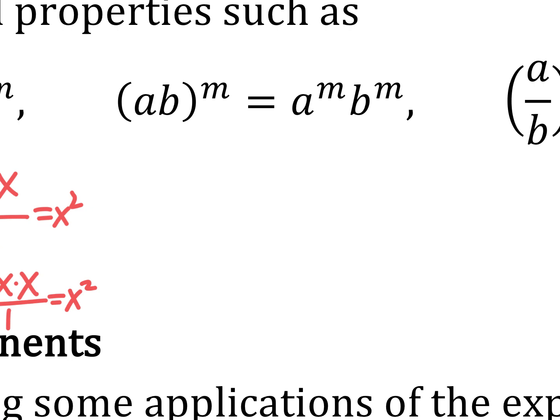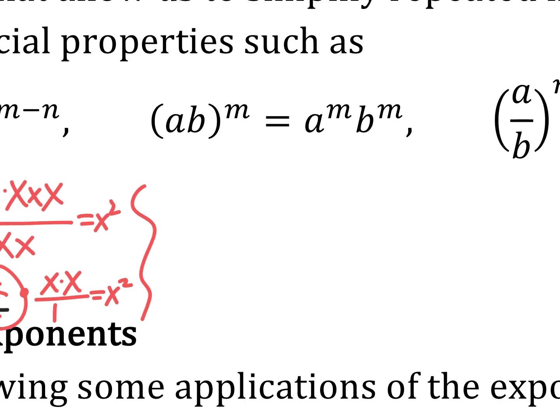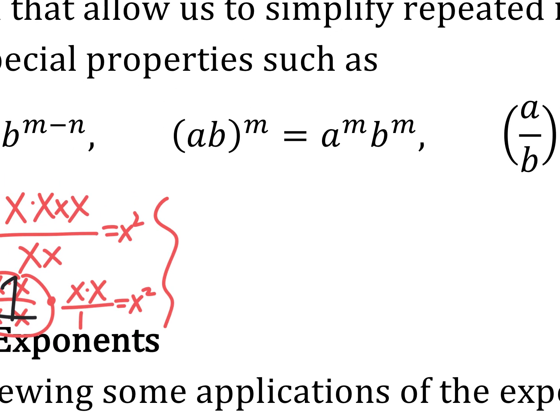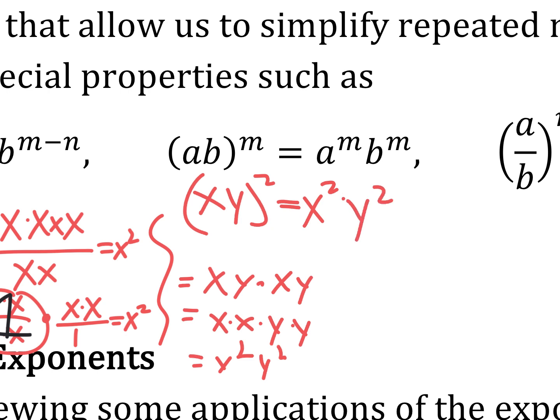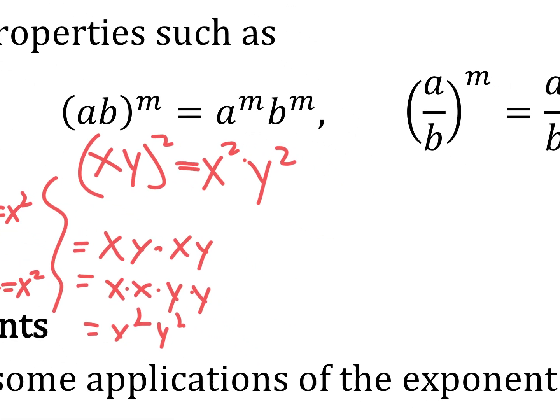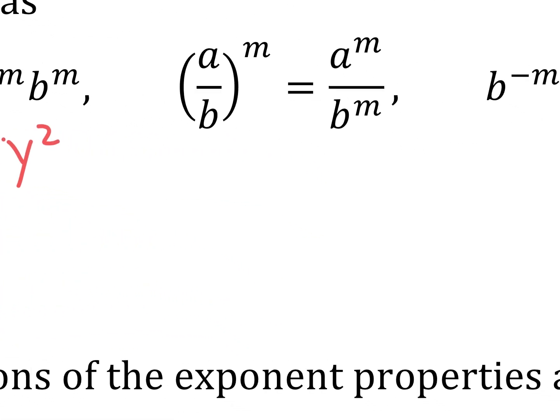If we have a product to a power, what happens here? Well, this means we have like x y to the 2nd power. Well, that's like having xy times xy, which we could rearrange as x times x times y times y. And that just means we have x squared, y squared: 2 factors of x times 2 factors of y. So we see that the exponent applies to both. It's kind of like distribution, but it's not distribution. So you can think of it that way, but it's not.